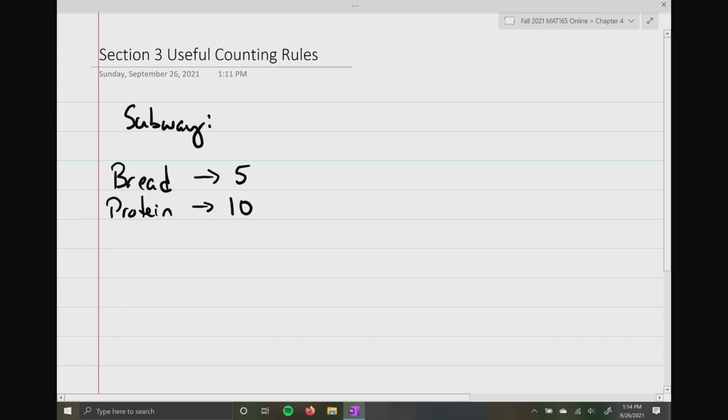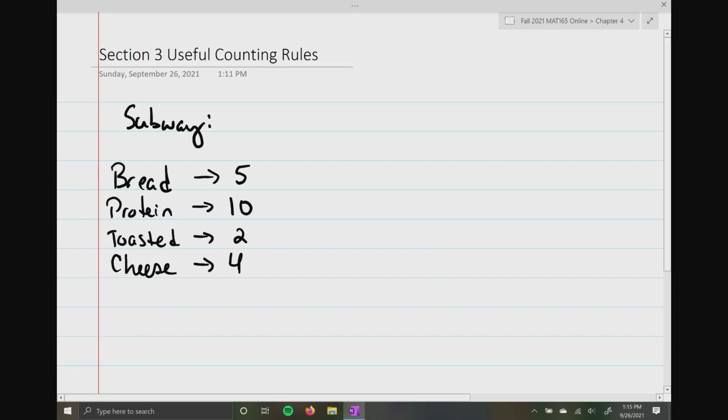Then they ask you, do you want it toasted or not toasted? Well, toasted or not toasted, just 2 options. You either get it toasted or you don't. Okay? Then they ask you what type of cheese. I guess they ask you about cheese before toasted, but we'll just put cheese right here. And for cheese, you have provolone, American cheese, a special blended cheese or something like that. But you notice there are 4 different types of cheeses you can get.